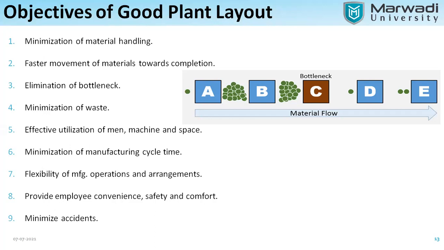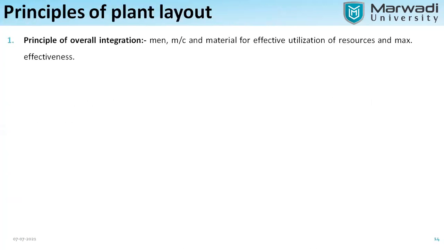So that is the reason we should have a good plant layout, made such that it minimizes the accidents. Now, principles of the plant layout. The principle of overall integration means men, machinery and material for effective utilization of resources and maximum effectiveness. That is one of the principles: how effectively you can use man, material and machinery, and how you can maximize their effectiveness.